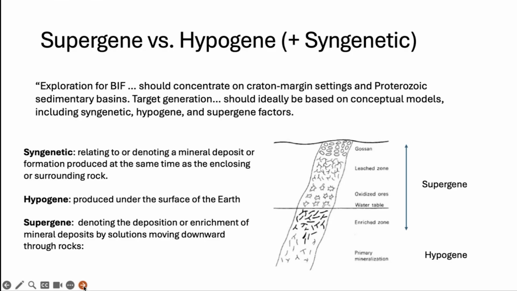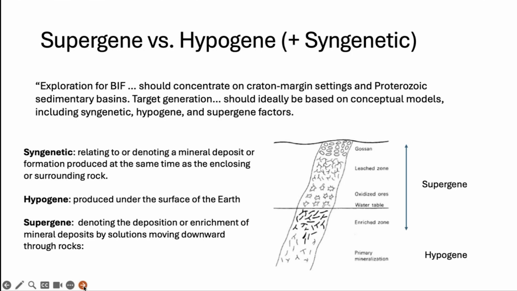Exploration for BIF should concentrate on craton margin settings and Proterozoic sedimentary basins. Target generation should ideally be based on conceptual models, including syngenetic, hypogene, and supergene factors. So let's define those terms.